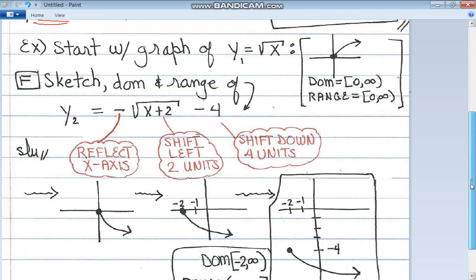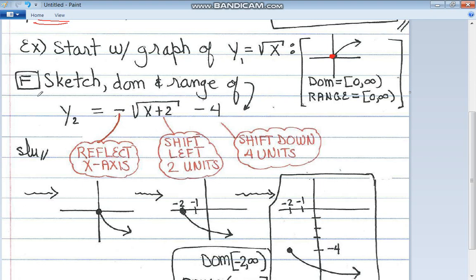Now, next example. Start with a graph of y sub 1 equals the square root of x. Okay, we know what that looks like. Again, it has a point at the origin. It moves off to the right as it rises. The domain, the x values, is everything from 0 with a boxy bracket, it includes 0, out to infinity with a round bracket. The range is all the y values that start at 0, then they move upward. Boxy bracket on 0 because we include 0, all the way up to infinity with a round bracket.